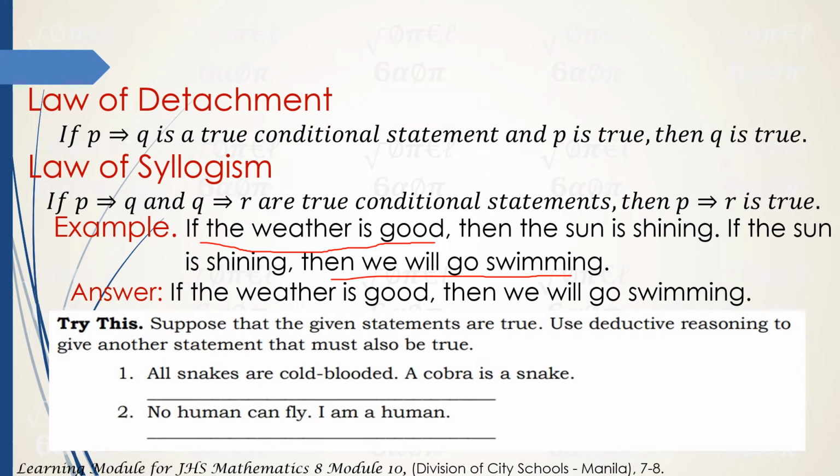Let's try this. Suppose that the given statements are true. Use deductive reasoning to give another statement that must also be true. For number 1, all snakes are cold-blooded and a cobra is a snake. And for number 2, no human can fly, I am a human. So for number 1, the answer is all snakes are cold-blooded. A cobra is a snake. So therefore, we can say that all cobras are cold-blooded. For number 2, no human can fly. I am a human. I cannot fly.